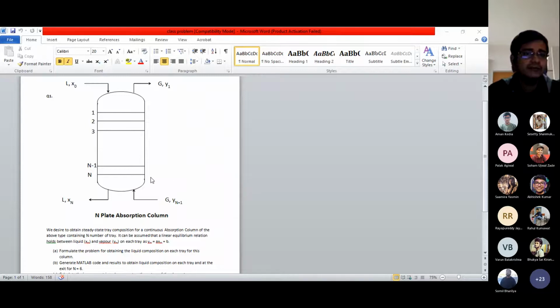Definitely I'll be showing the MATLAB applications, but that is just the execution part. The development of the model equations is the major thing.